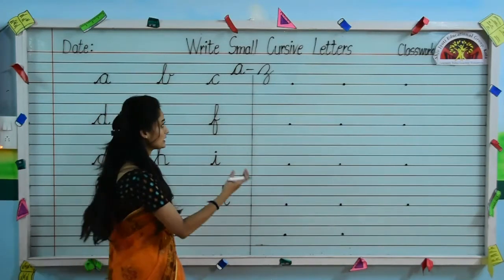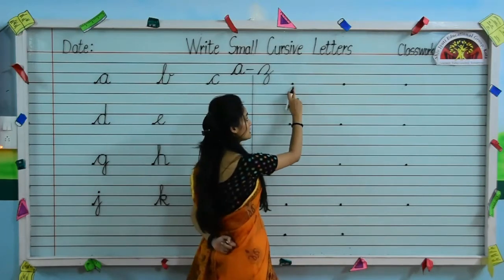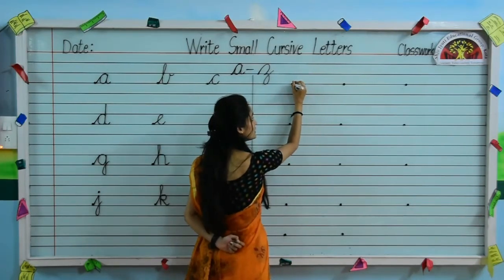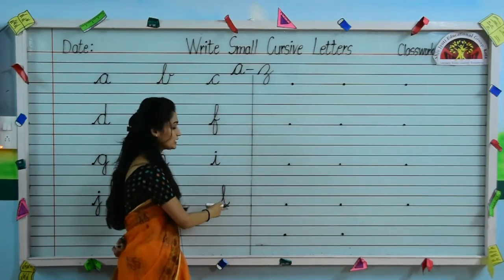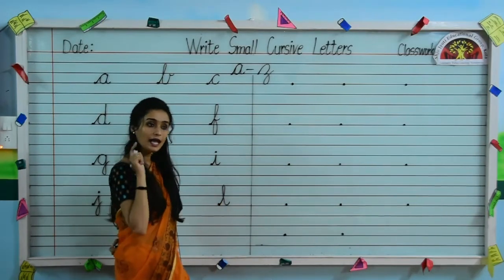Now kids, come on the next page, put your pencil on the next dot. The next letter is, what should I write after L? The next one is M.